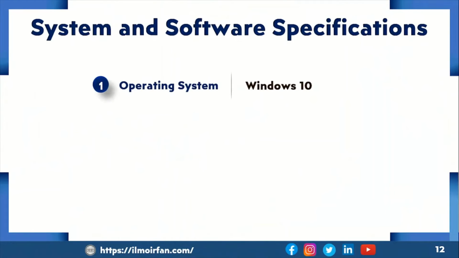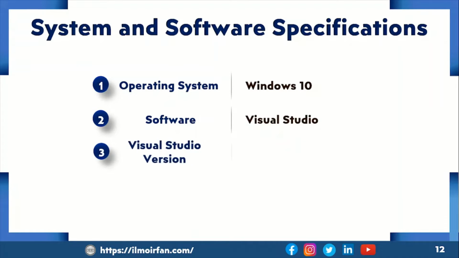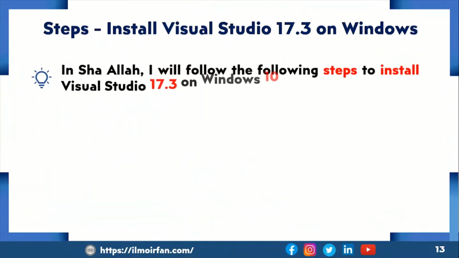The system and software specifications to install the latest version of Visual Studio in Windows operating system are as follows. Operating system name is Windows 10. The software name is Visual Studio. The version of Visual Studio is 17.3 and it was installed on 29th August 2022. Inshallah, I will follow the following steps to install Visual Studio 17.3 on Windows 10.